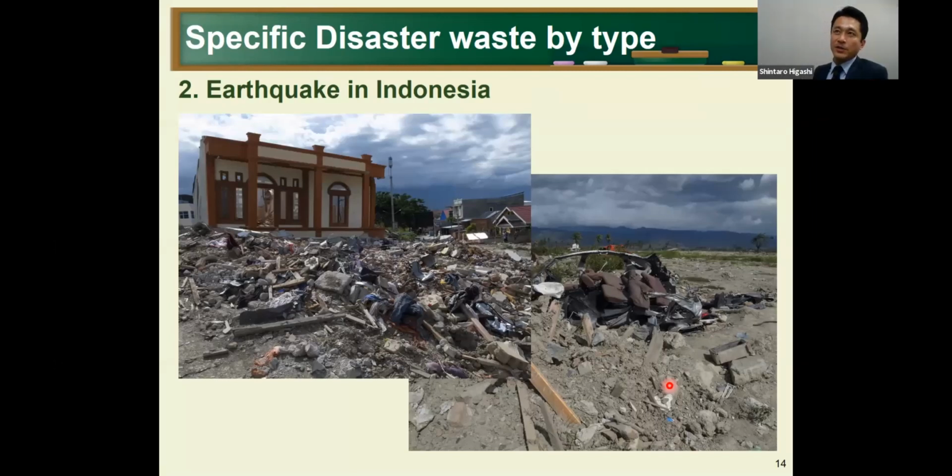Here, you notice important points. We should know the character of waste by types of disaster, and we should consider countermeasures and policy accordingly. Maybe you can clearly understand the type of waste is different in the case of typhoon and in the case of earthquake. And that kind of preparedness based upon the type of disaster and the type of waste is very important.